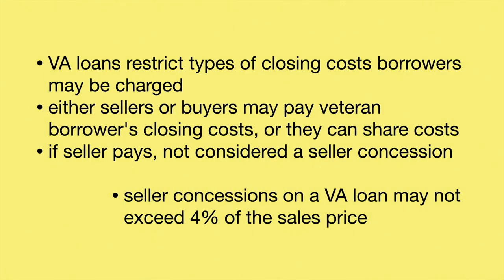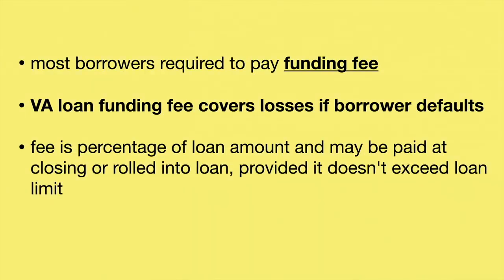VA loans restrict the types of closing costs borrowers may be charged. Either sellers or buyers may pay the veteran borrower's closing costs, or they can share the costs. If the seller pays, it's not considered a seller concession. Seller concessions on a VA loan may not exceed 4% of the sales price. Most borrowers are required to pay a funding fee. The VA loan funding fee covers losses if the borrower defaults. The fee is a percentage of the loan amount and may be paid at closing or rolled into the loan, provided it doesn't exceed the loan limit.